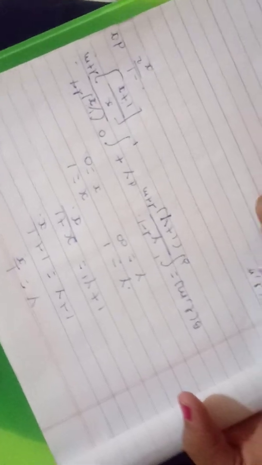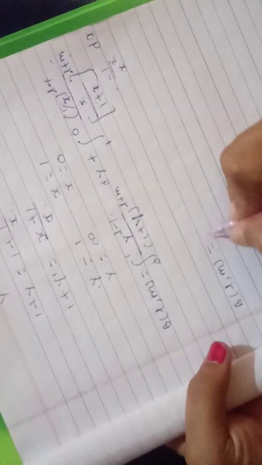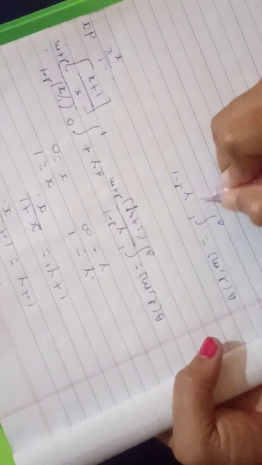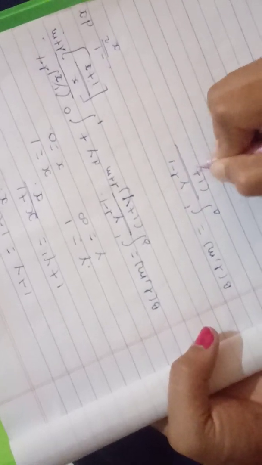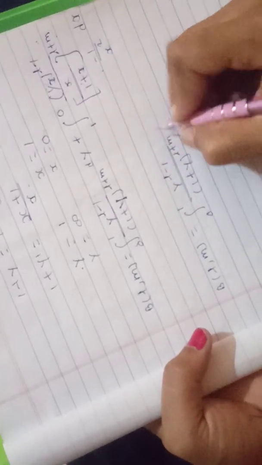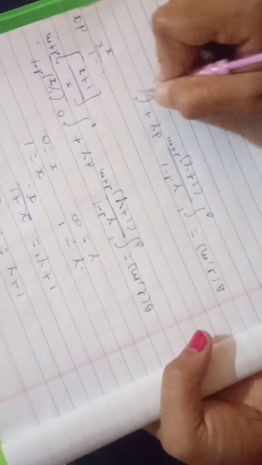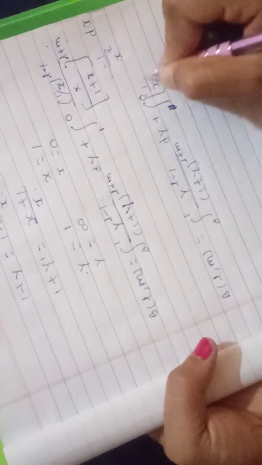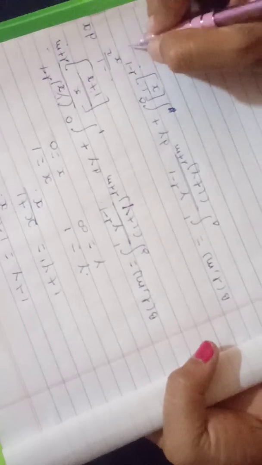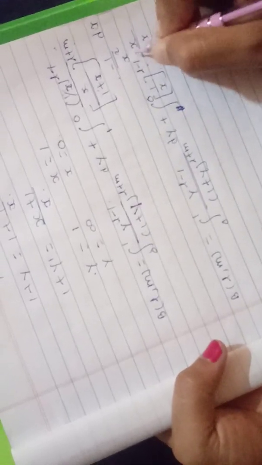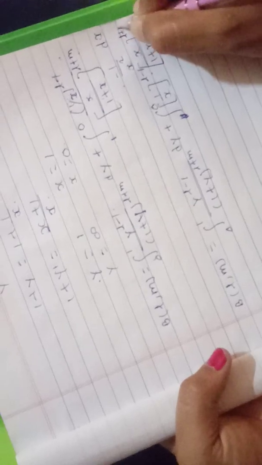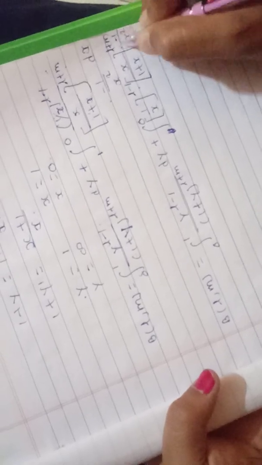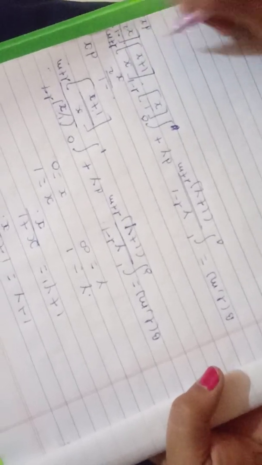Beta of L and M, we simplify this equation. Then beta of L and M is equal to integration 0 to 1 y raised to L minus 1 divided by 1 plus y raised to L plus M dy, plus integration 1 to 0 (1 by x) raised to L minus 1 into x divided by 1 plus x raised to L plus M into minus 1 divided by x square dx.